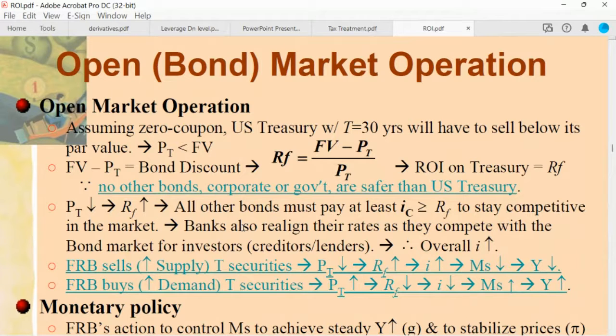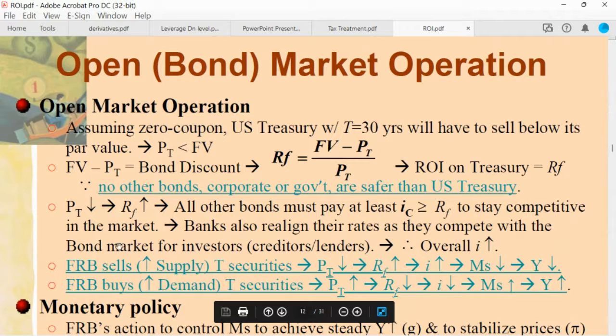Think about it. On average, the bond market pays 5% return, and the banks are still paying 0.1% a year. Who's going to put their money in the bank, right? So banks need to also raise the interest rate to stay competitive. So throughout the entire economy, overall interest rate goes up, right? Throughout the entire economy.